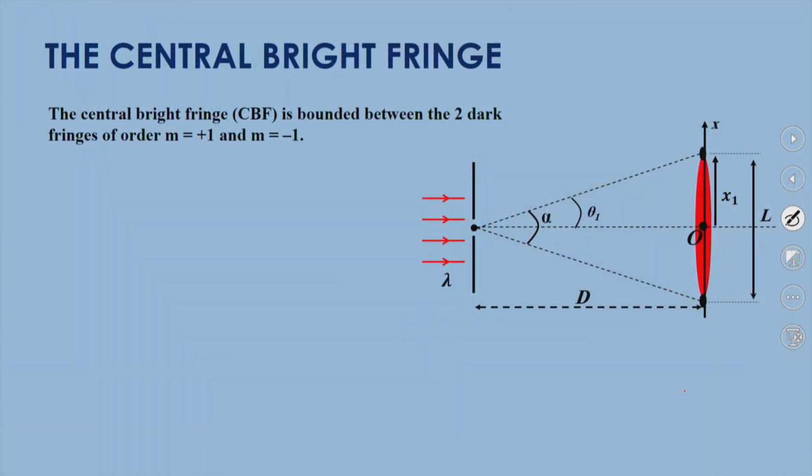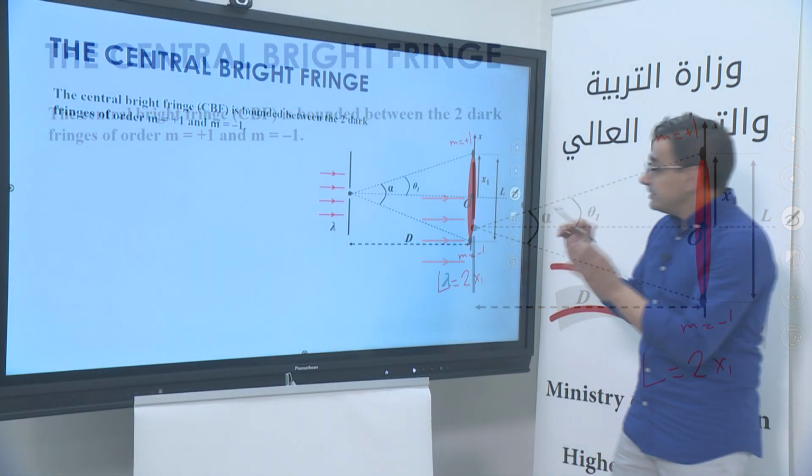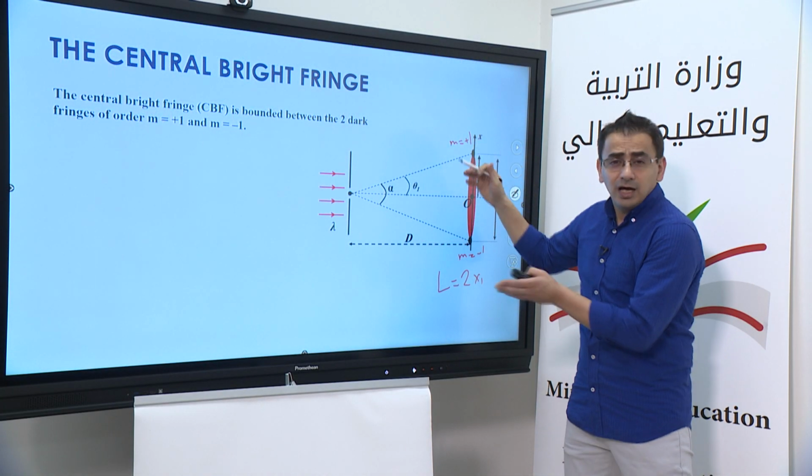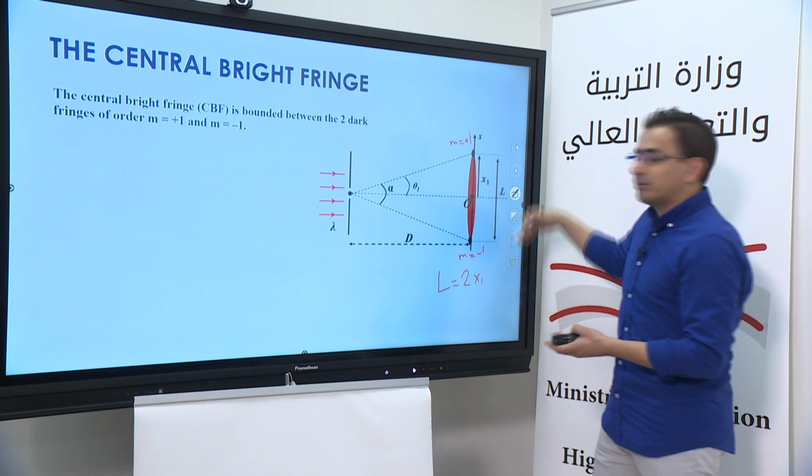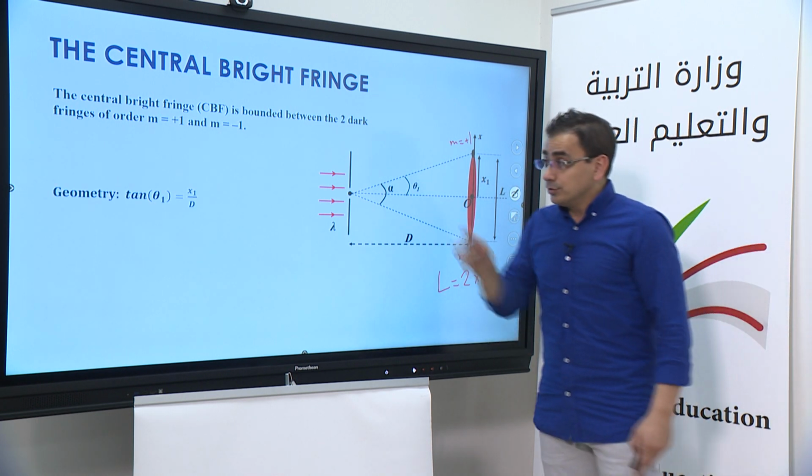This is the dark fringe of order m equal to +1, and this is for m equal to -1. Now the figure is symmetric, and L equals 2x1. So it's enough to study one part and multiply by 2 whenever we need to calculate L or anything like that.